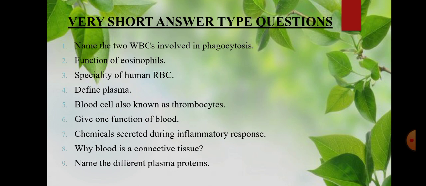Now, why is blood a connective tissue? Or you can say why is blood a fluid connective tissue? Because the matrix of the blood is fluid in nature. It is also known as plasma, and the specialized cells are embedded or suspended in this fluid matrix. Now, name the different plasma proteins. Albumin, globulin and fibrinogen. Okay.